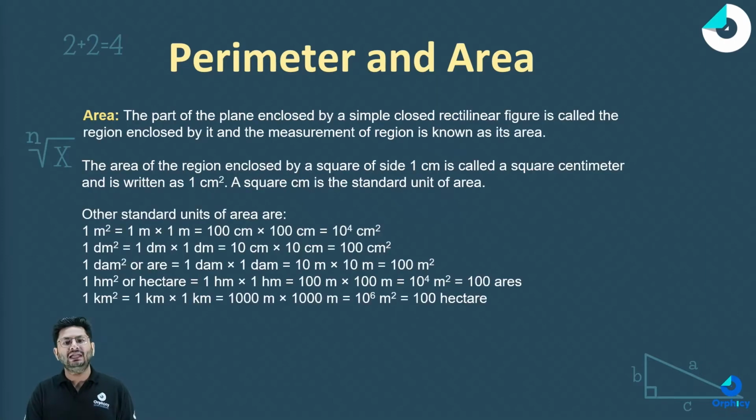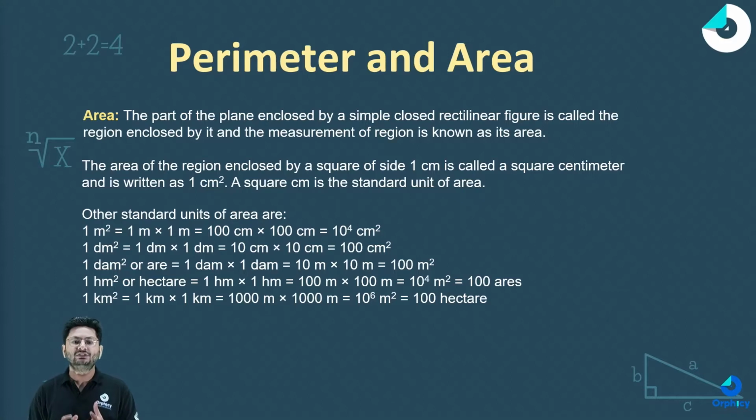Area is the part of the plane enclosed by a simple closed rectilinear figure and is called the region enclosed by it, and the measurement of the region is also known as its area. The area of the region enclosed by a square of side 1 centimeter is called the square centimeter, and it is written as 1 square centimeter, which is the standard unit of area. Please remember this.